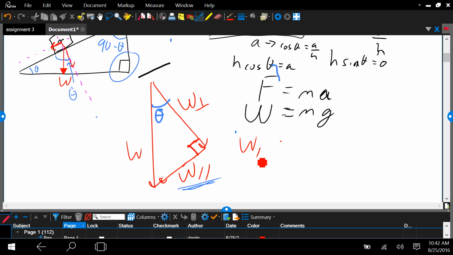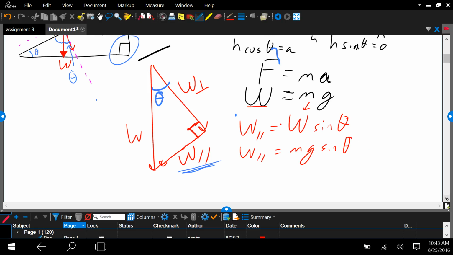So here is weight parallel. It's going to be the W times sine theta. And right above here, I have written down what W is. Right? W is mg. So we often write it like this: mass times 9.8 meters per second squared times sine of the angle of the hill. That's how much of the weight of the object is pointing down the hill.